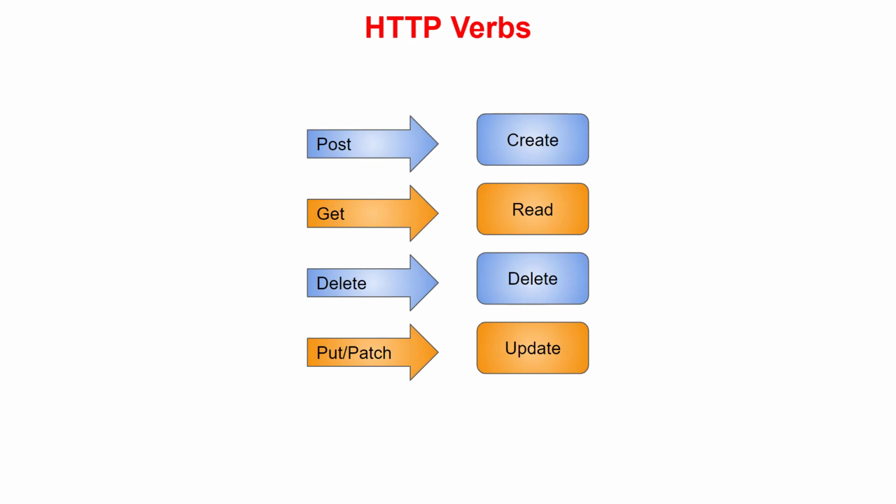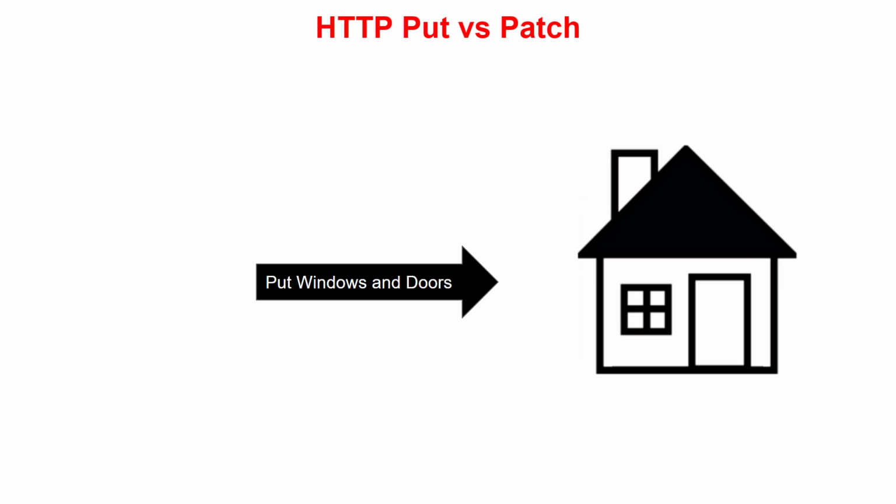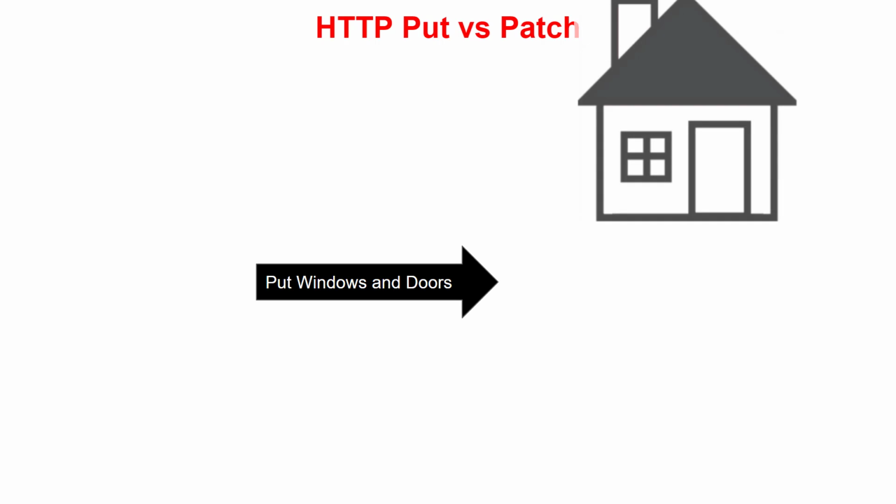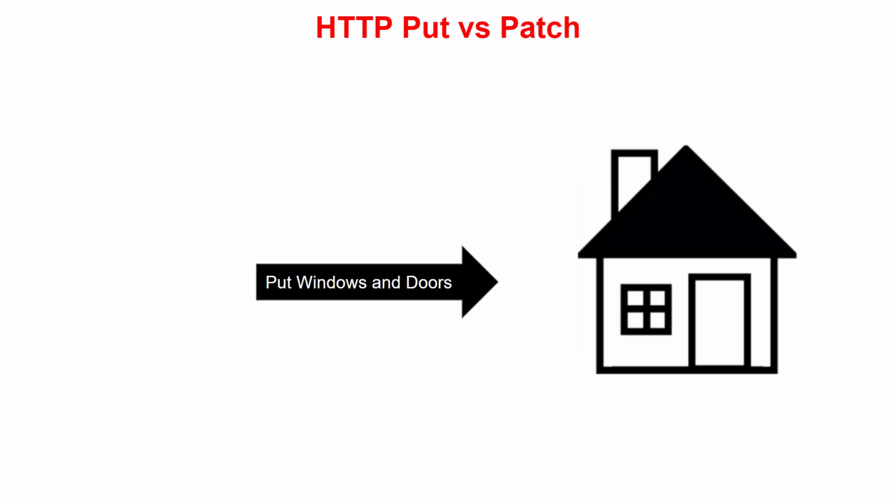For example, if we are a housing construction company and we need to replace doors and windows in a house, the PUT method will send a complete house and replace the entire house. PUT is similar to POST in that it can create resources, but it overwrites the entire resource if it already exists, and creates a new resource if it doesn't exist.